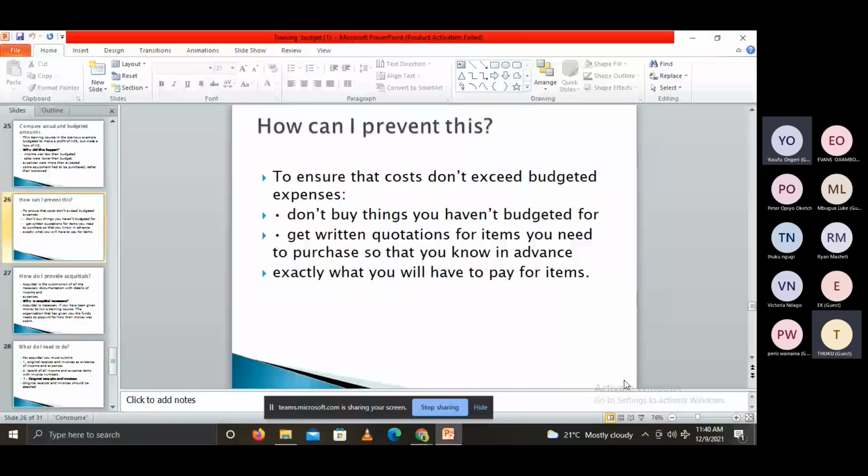So how do you prevent that in future? Ensure that costs don't exceed the budgeted expenses. Don't buy things you haven't budgeted for. Get written quotations for all items you need to purchase so that you know in advance exactly what you will have to pay for those items.